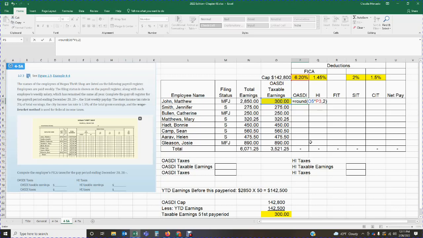I want these to shift down. I want my OASDI taxable earnings to shift down for each employee, but I want my 6.2% rate to be constant. So I want the next calculation to be 275 times 6.2, 250 times 6.2, 320.25 times 6.2. So I want this number to be fixed. So I need to anchor that number, okay? So I need to locate the cell, which is P3. I'm going to anchor P3, which is this cell.